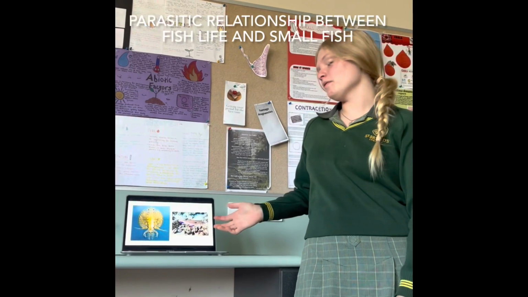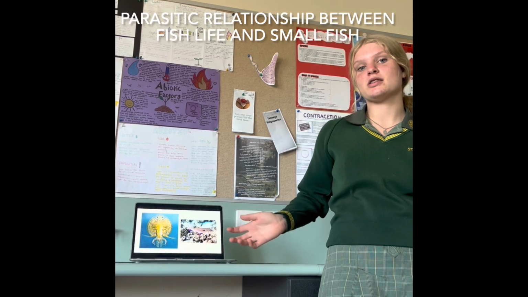A parasitic relationship is between fish lice and small fish hosts. The fish can be killed if there are too many fish lice attached to it. The lice benefit from the fish by feeding off of their bodily fluids.